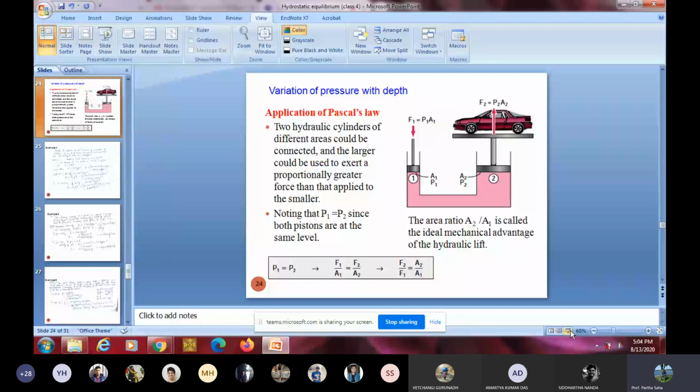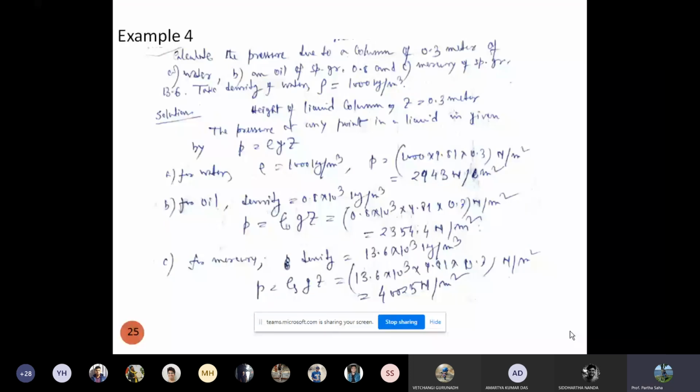Now I have given some examples. I think you can look into them. If you have doubts, we can discuss tomorrow. It is very straightforward, you just need to calculate the pressure heads. It's very simple.